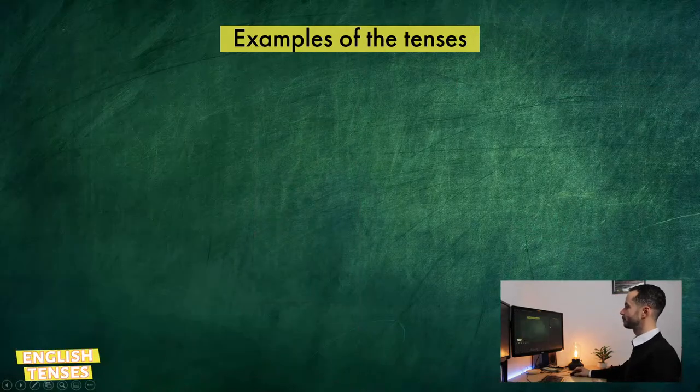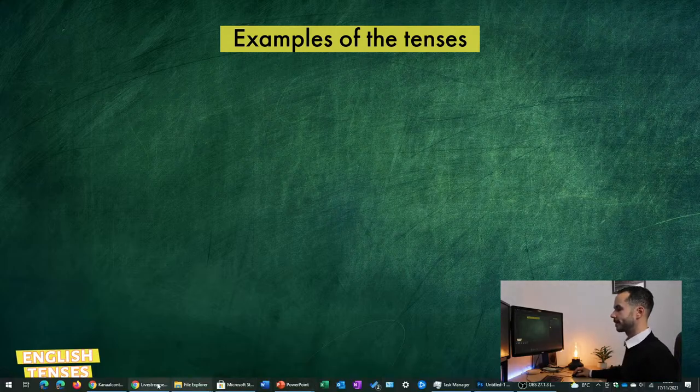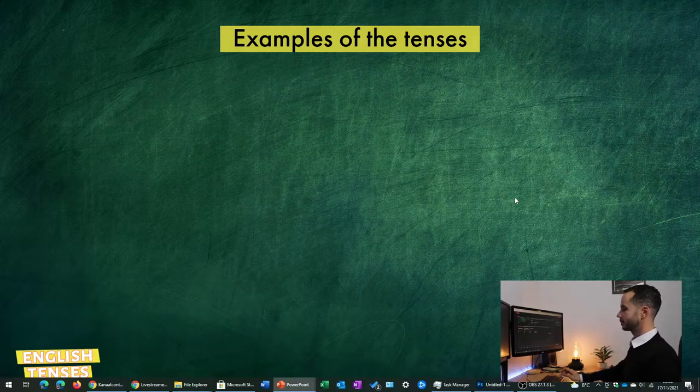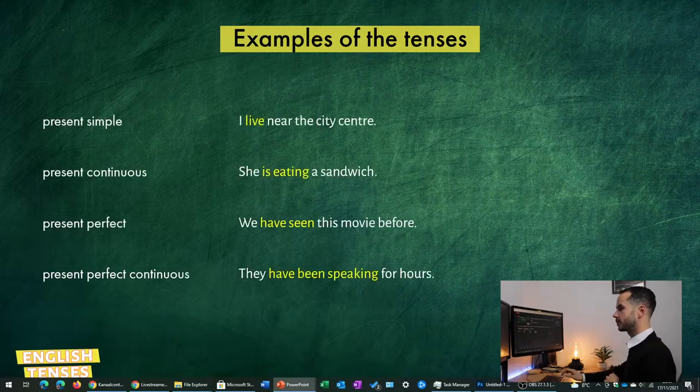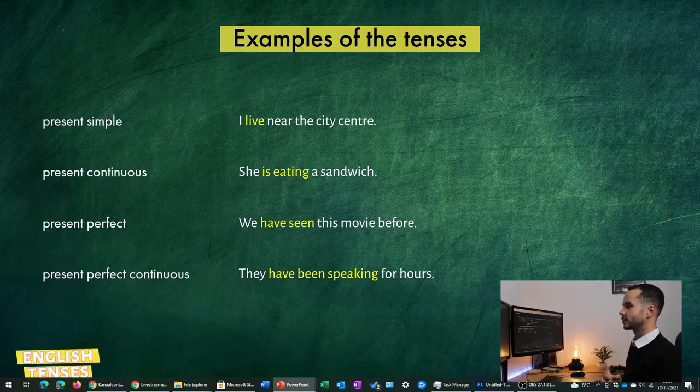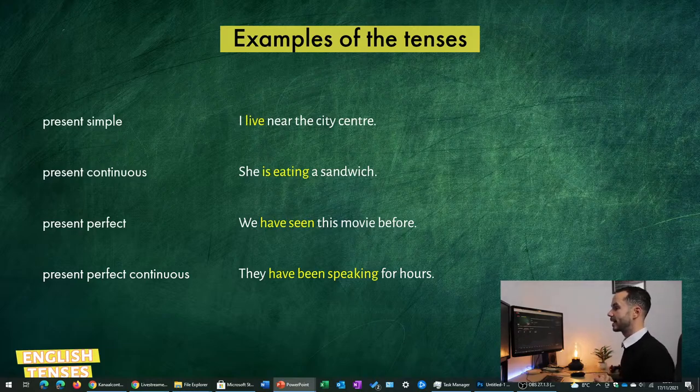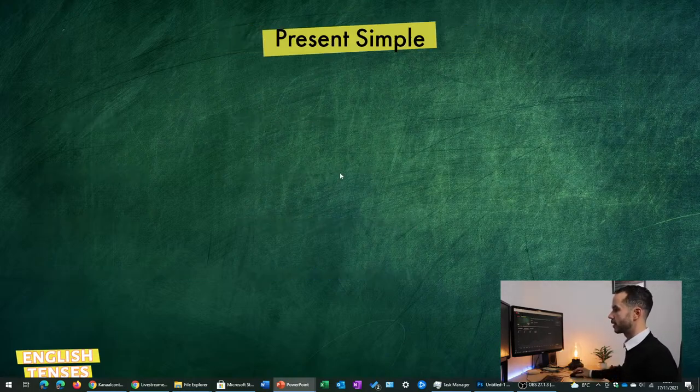Let's move on. So, as I've said, these are our examples. For present simple, we get I live near the city center. For present continuous, we get she's eating a sandwich. For present perfect, we see we have seen this movie before. And for present perfect continuous, we get they have been speaking for hours.